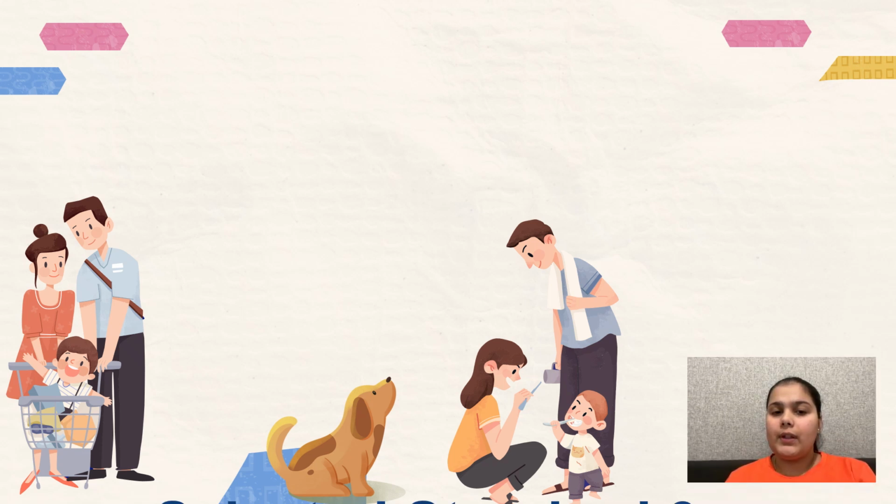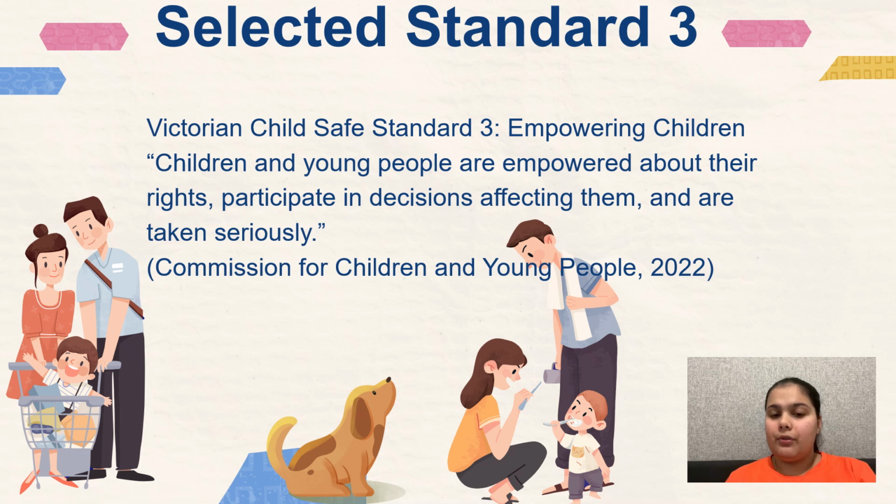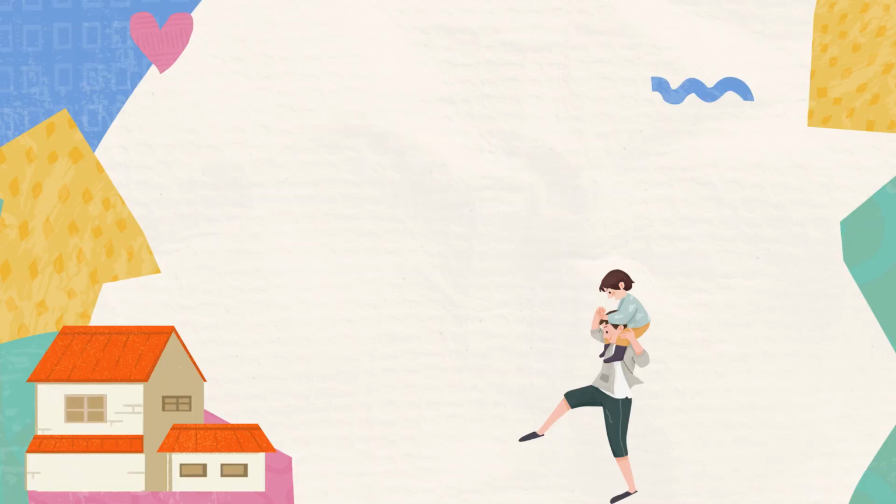Let's now move on to slide 11, which introduces Standard 3, Empowering Children. This standard says that children should be taught about their rights, be involved in decisions, and be taken seriously when they express their thoughts or feelings. Even the youngest children have opinions and emotions that matter, and we need to listen.